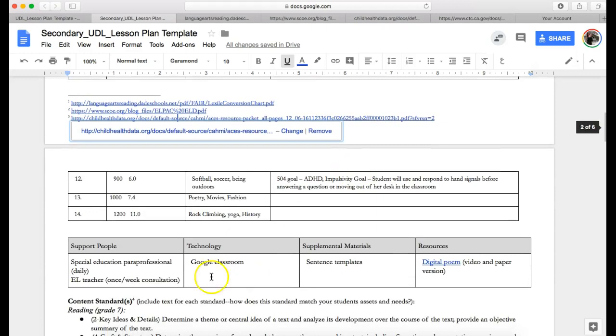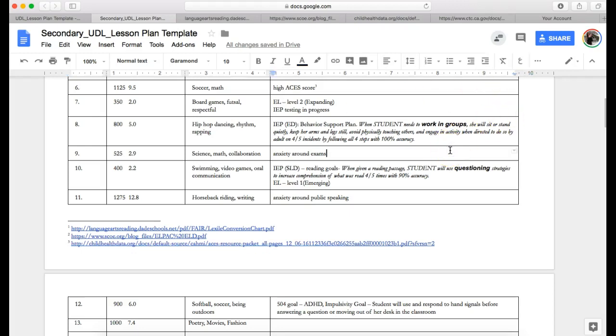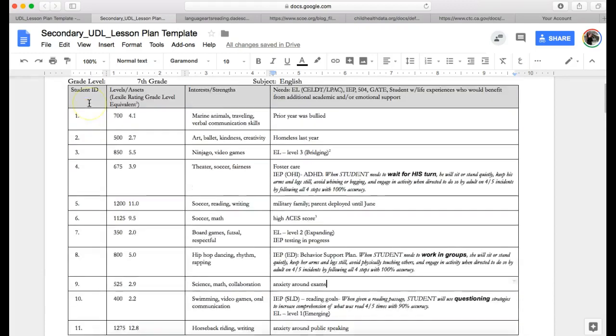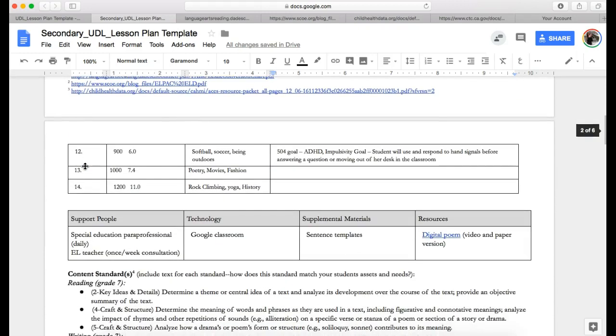All right, and then also I want to point out that we do have their interests in there. So as you're planning a lesson, you can integrate, for example, for student number 8, hip hop dancing and rhythm. And so we're going to talk about dance or poetry and how it has a rhythm. And it allows for that student who also has an emotional disturbance and a behavior support plan to actually highlight some of the things that they actually feel really good about. And so that's a nice way that you can plan for your students. I also want to point out that we did not use student names. We used their IDs. So we did keep within confidentiality of the students.